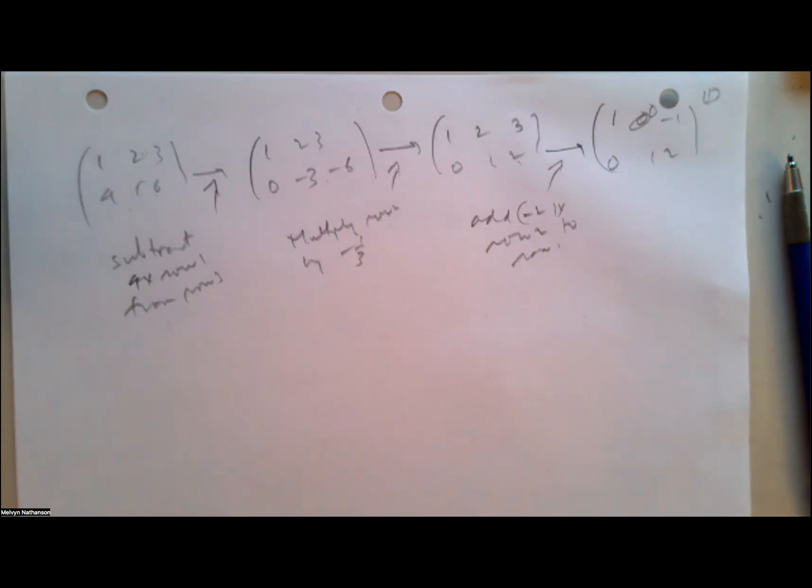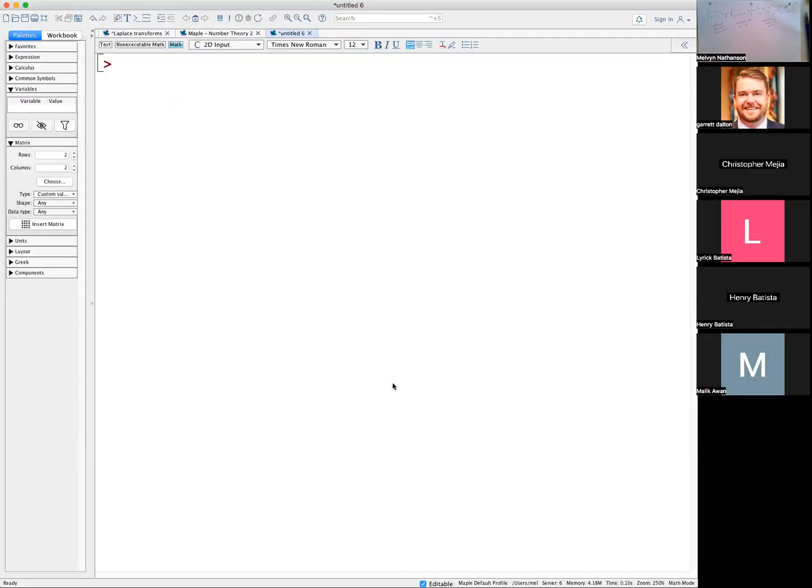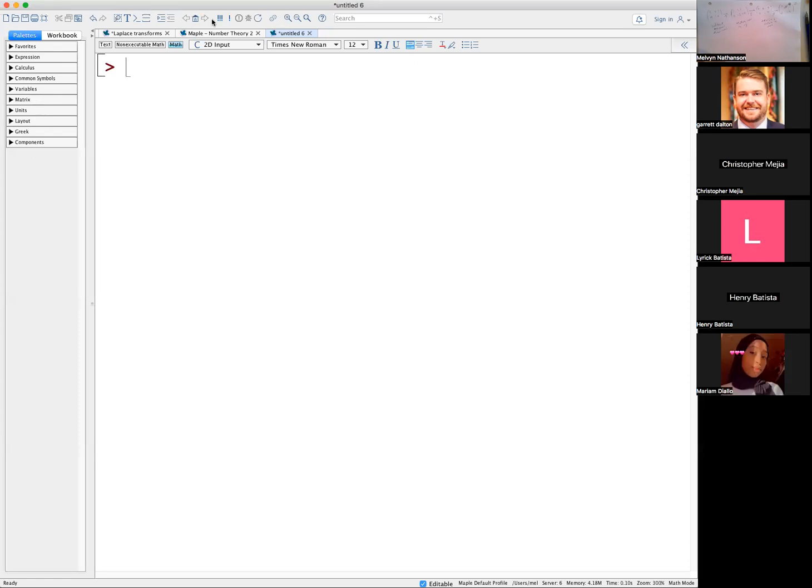So I want to share the screen with Maple. So the first question would be, how do we write a matrix in Maple? So there's an easy way and a hard way. And the easy way is on this menu on the left, you see matrix. See if I can make this bigger. So let me open up matrix.